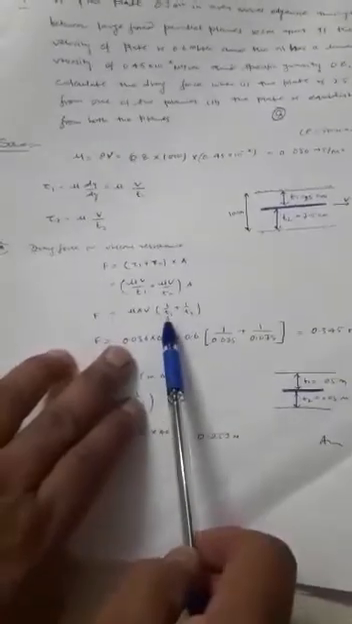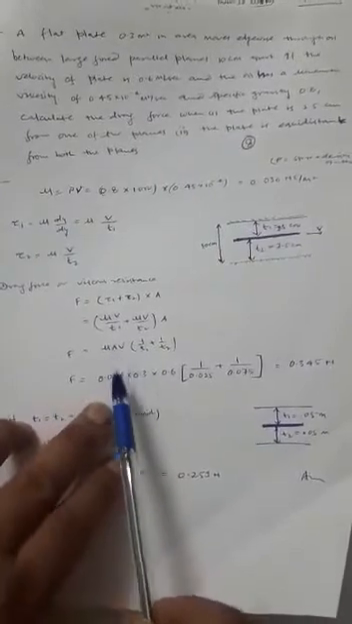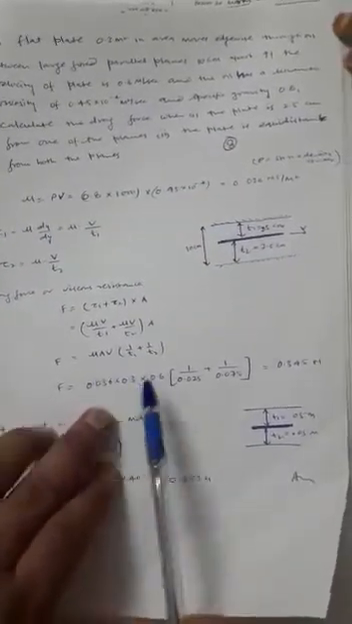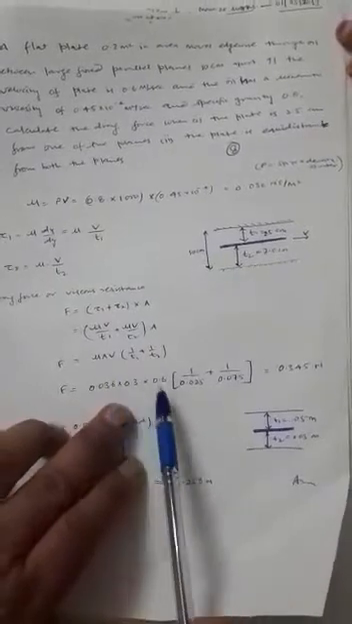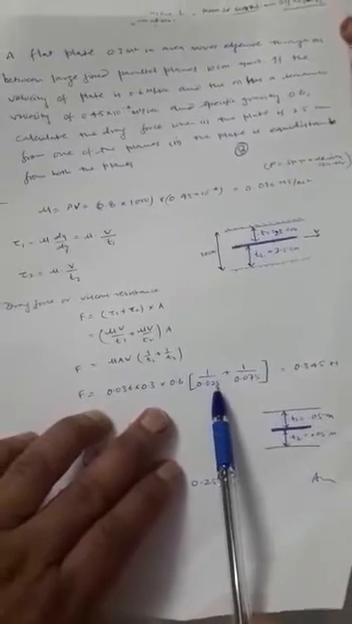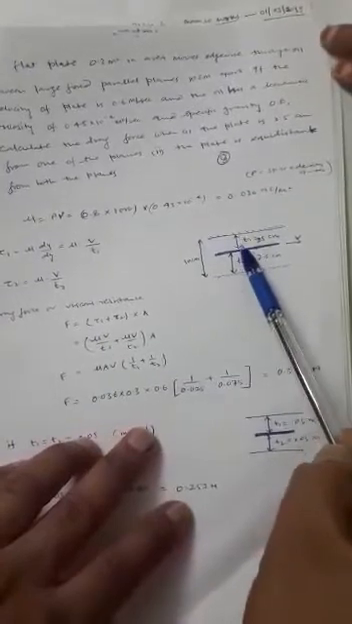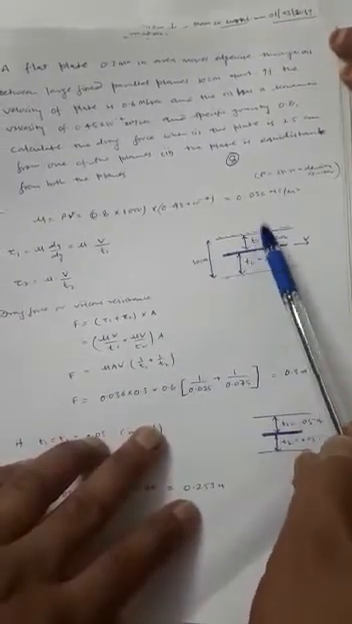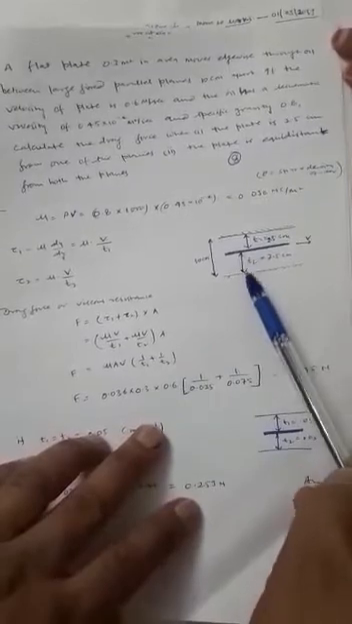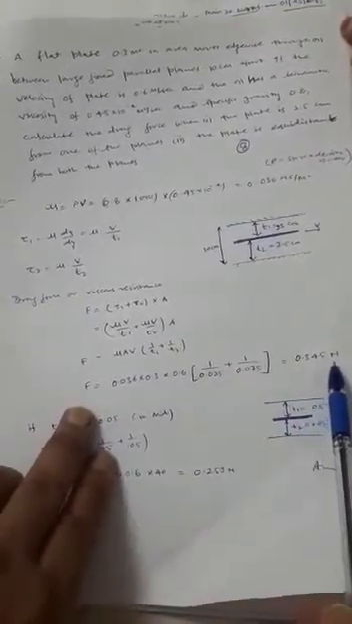And this will be equal to F is equal to mu into A into V into 1 upon T1 plus 1 upon T2. We will put here all values. Mu is 0.036, A 0.3 into V 0.6 into 1 upon T1, which is 1 upon 0.025, plus 1 upon T2, 1 upon 0.075. This distance of 2.5 centimeter will be equal to 0.025 meter, or 7.5 centimeter will be equal to 0.075 meter. Then total drag force will be equal to 0.345 Newton.